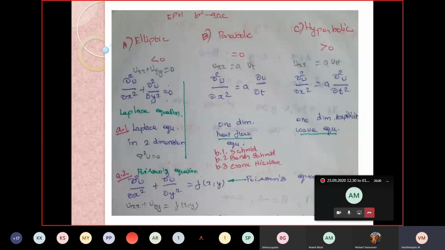Please take note of this. If u_xx + u_yy = 0, that is elliptic. If u_xx = a u_t, then that is parabolic. If u_xx = a u_tt, that is hyperbolic. Here in u_t, u is differentiated one time with respect to t, and here it is differentiated twice. This is the difference between hyperbolic and parabolic, and this is what we are going to solve during unit 4.